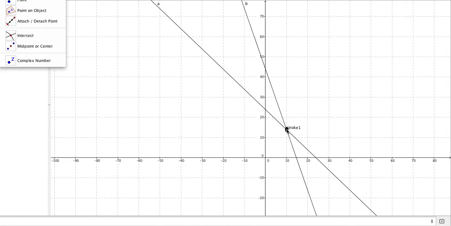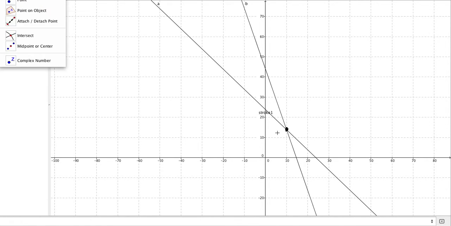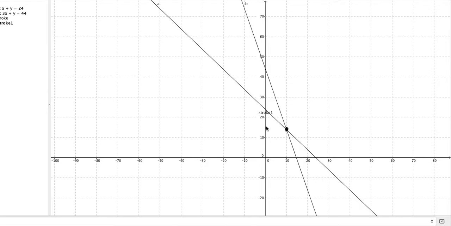Let's make that point and see if it's really 10 and 14. And here line B. Let's do a point. Yes, very close to 10 and 14: 10.9, 13.74, approximately, that point right over there.